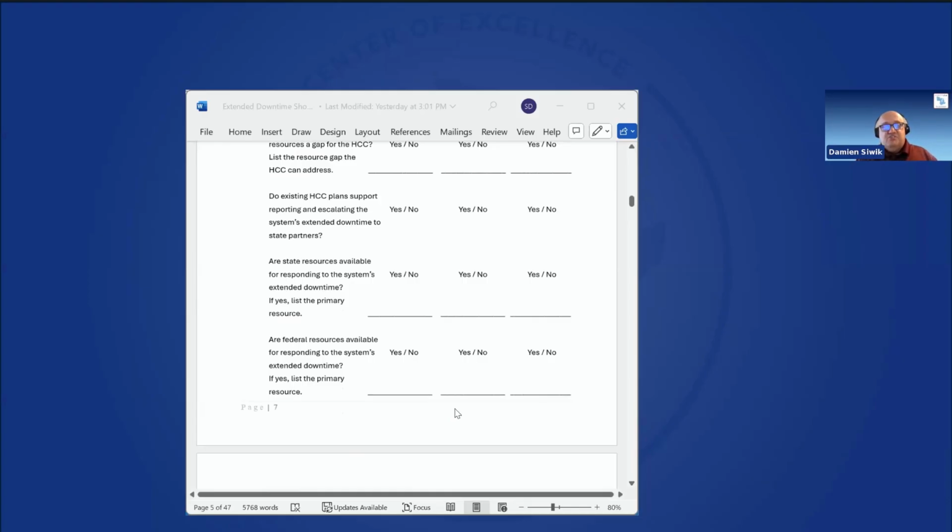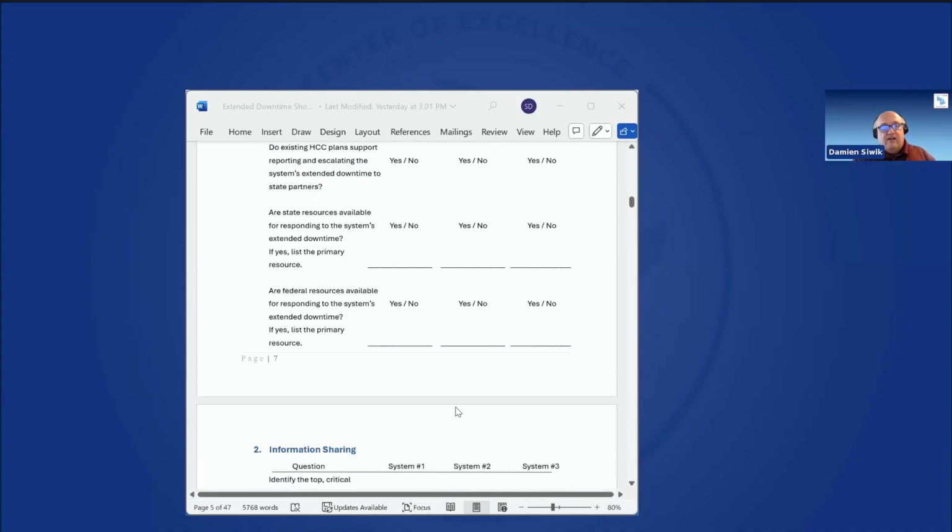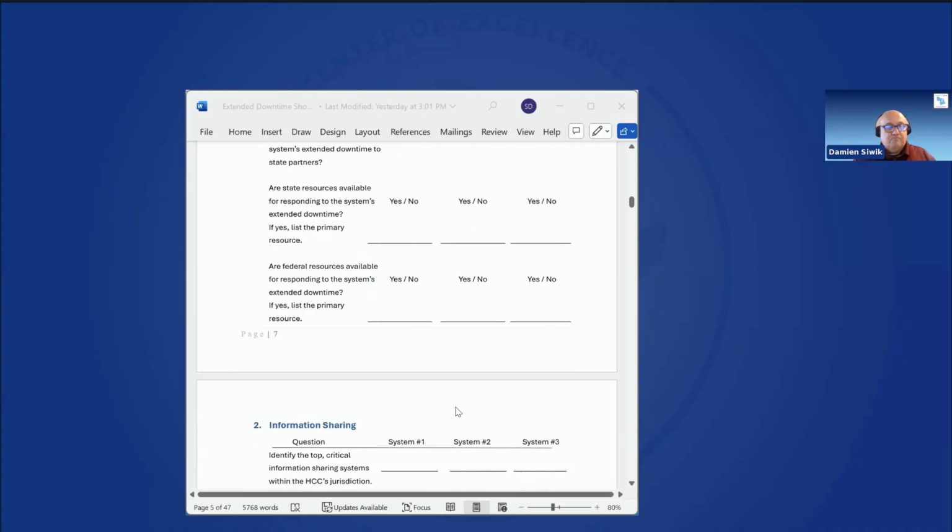Once again, do existing plans support reporting and escalating the system's extended downtime to state partners? From an extended downtime perspective, maybe not. From your communications or your reporting plan, that may already be covered. Are state resources available? Yes or no? If yes, likely just put in the state agency that would be responsible for supporting whatever system was offline. And of course, a repetitive question from the federal perspective: are federal resources available?